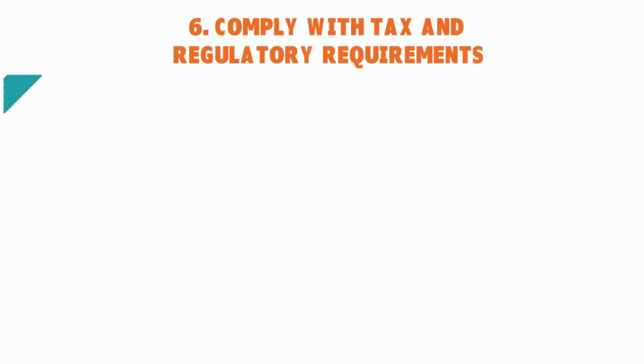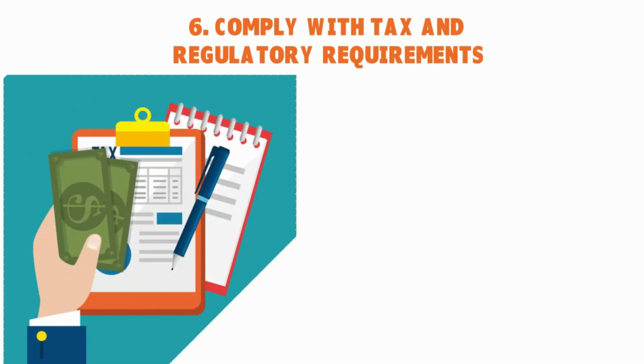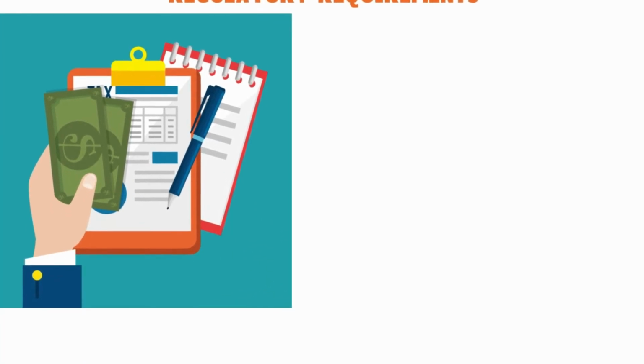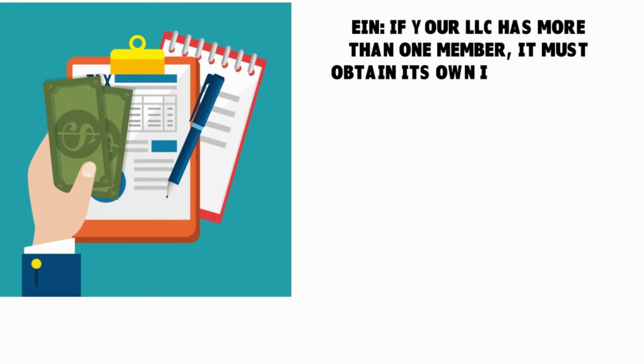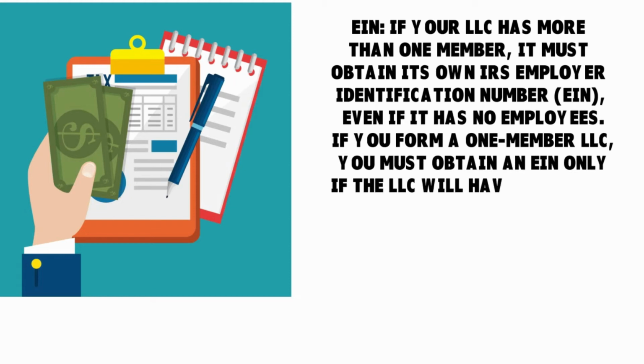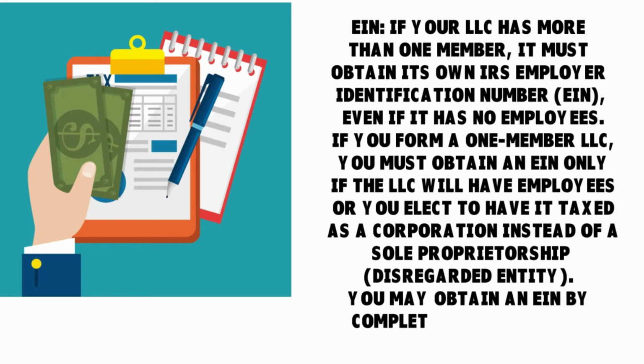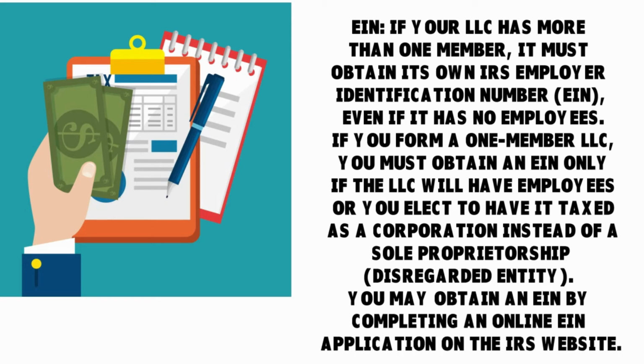Number 6, comply with tax and regulatory requirements. Now, when it comes to LLCs, there are additional tax and regulatory requirements. For instance, you have the EIN. If your limited liability company has more than one member, it must obtain its own IRS identification number, even if it has no employees. So this is something you have to think about, and this is for a multi-member LLC. Now, if you have a one-member LLC, you must obtain an EIN only if the LLC will have employees, or you elect to have it taxed as a corporation rather than a sole proprietorship, what the IRS calls a disregarded entity.